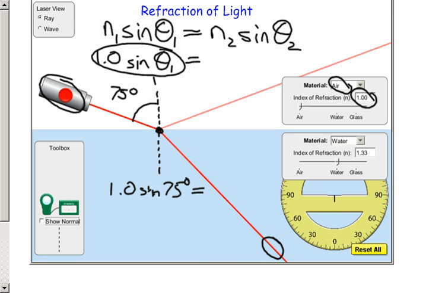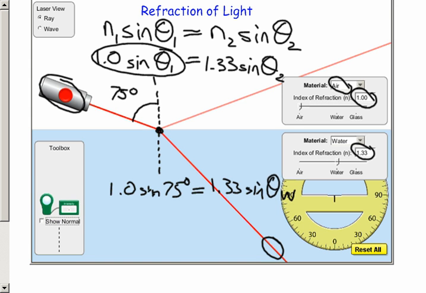Then we only need to do the same thing for the other side here. The index of refraction of water is 1.33. And then we have to do the same thing. We have to measure the angle that the light makes in the water. But in this case, we can actually solve for it because we have everything else in this model. 1.33 sine of the angle that it makes in the water.